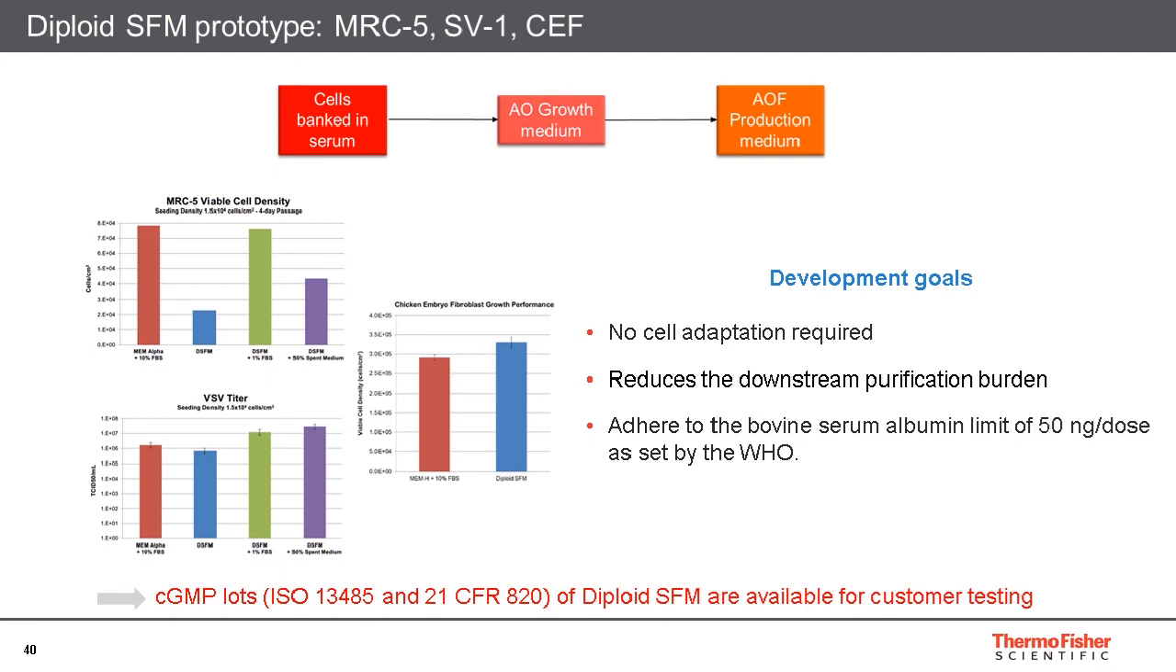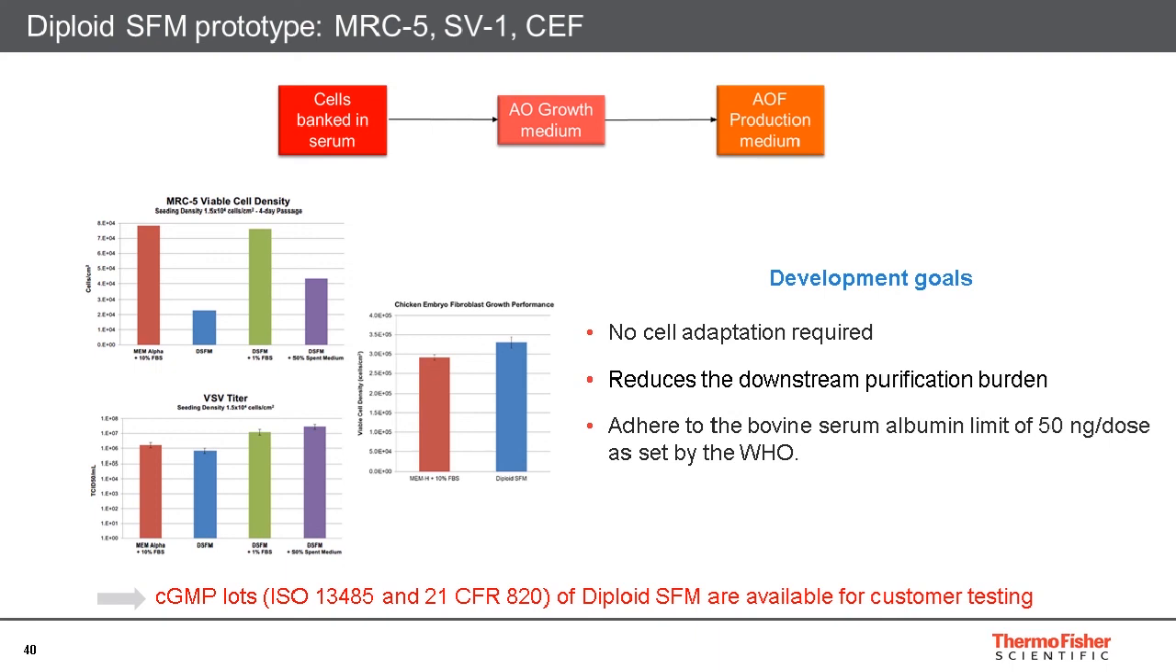So one of our more recent prototypes is called Diploid SFM and has been developed to culture cells such as MRC5, SV1, and CEF. We developed a two-part approach using the same base media and two supplements, one from animal origin, the other one animal origin free. The goal was to be able to sow cells banked in serum directly in the growth medium to minimize adaptation time.